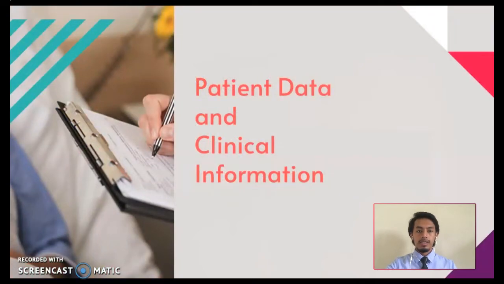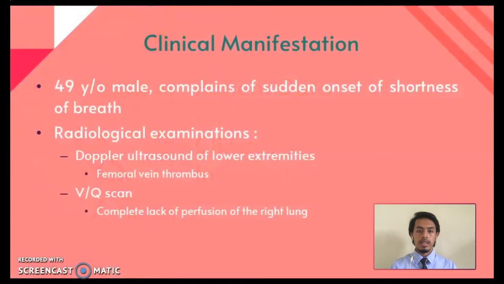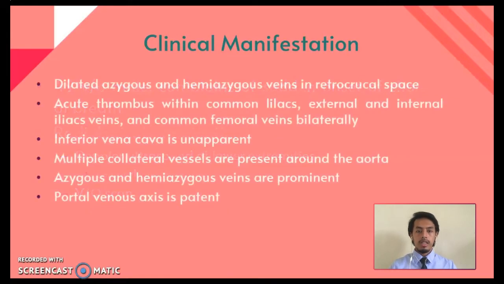A 49 years old man complains of sudden onset of shortness of breath. Doppler ultrasound examination of the lower extremities revealed the femoral vein thrombus. The VQ scan showed complete lack of perfusion of the right lung. A markedly dilated azygous vein is identified. Also, dilated azygous and hemiazygous veins are identified in the retrocrural space.